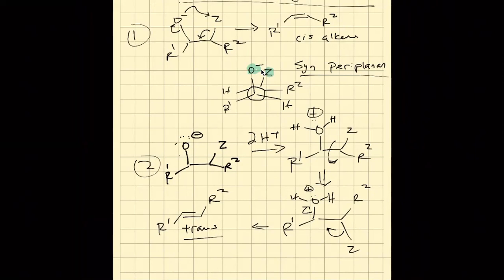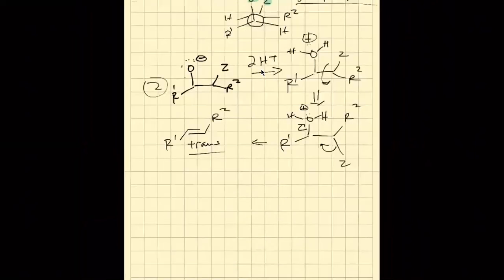And again, if you look at the transition state for this, if you look at the intermediate here and draw it as a Newman projection, what you'll see is that now your leaving group and Z are on opposite sides to one another.